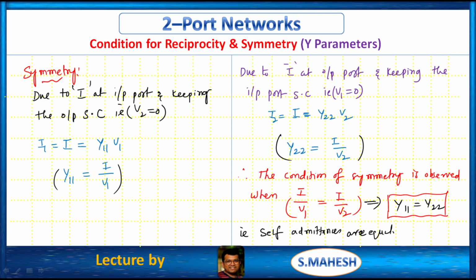What are the conditions of symmetry and reciprocity in case of Z parameters? There, for symmetry, Z11 is equal to Z22. Here we have Y11 is equal to Y22. Like that, the condition for reciprocity in case of Z parameters is Z12 equal to Z21. Here Y12 is equal to Y21. Okay, that's it for reciprocity and symmetry of Y parameters.